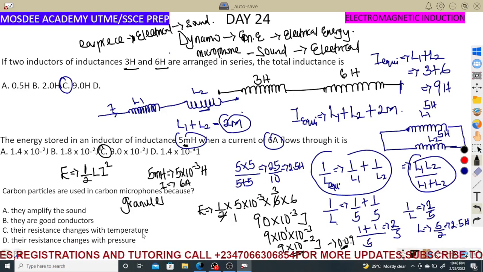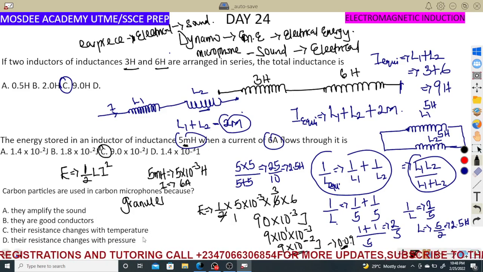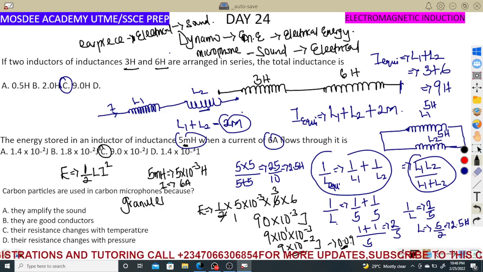The change in pressure, because the pressure of sound is changing inside the diaphragm of the microphone. So the resistance does not change with temperature; the resistance of carbon changes with pressure. Resistance is opposition to the flow of sound, so as the pressure changes, the resistance also changes. Carbon particles bring all the sound molecules together and pass them through the carbon granule. So that's the answer. This is D, and that is the right answer.